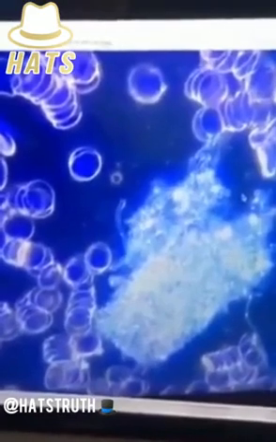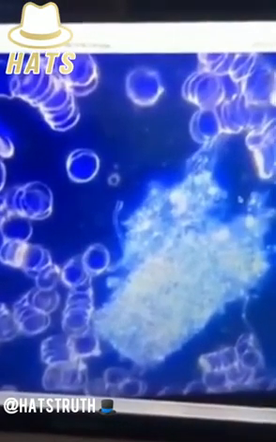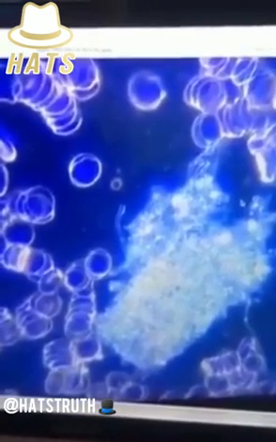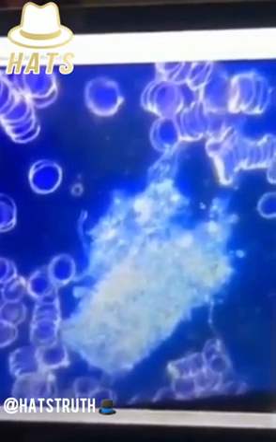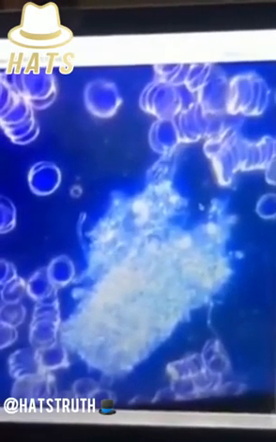So the doctor has found, when she was looking at this live under a microscope, that this crystallized structure was interacting, was growing, was sort of like a network.